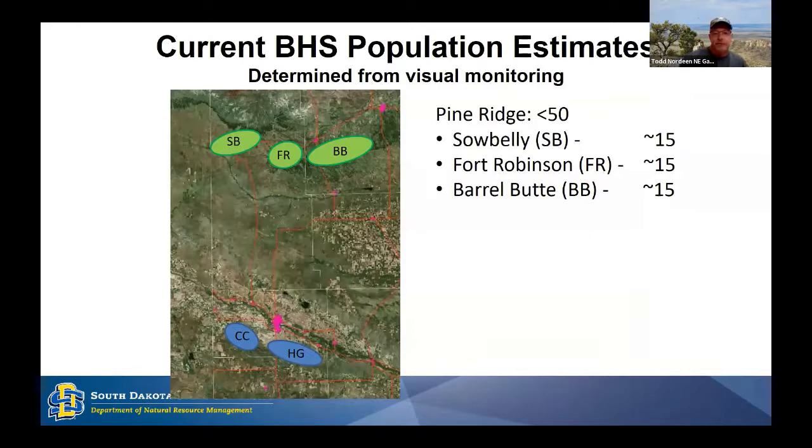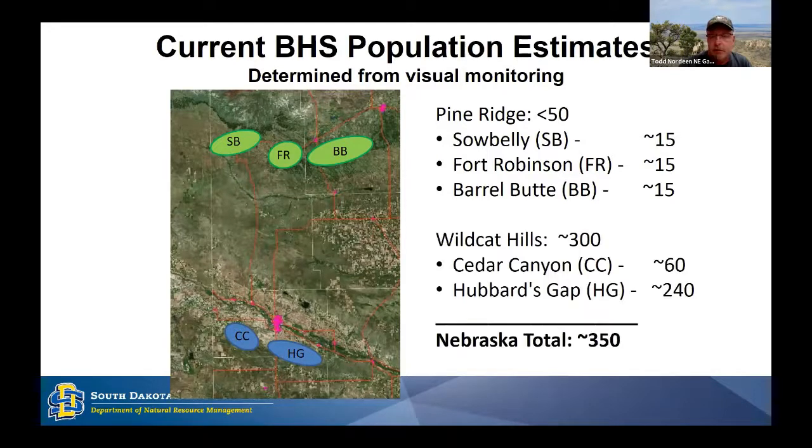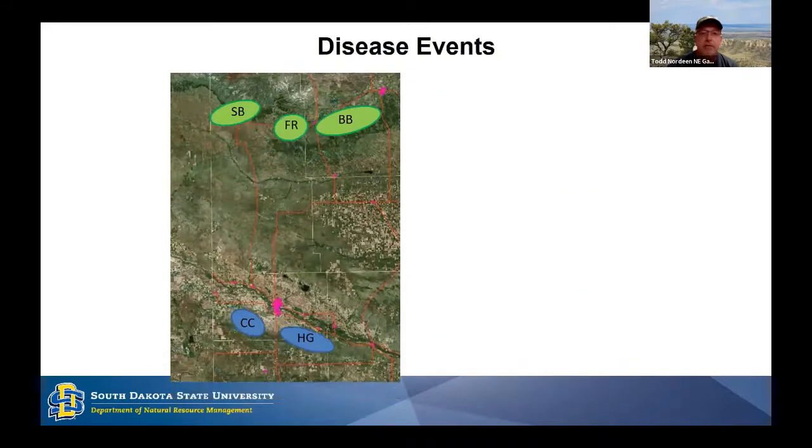But our populations have certainly suffered. If you take a look at this screen, our Pine Ridge herds have really declined. They're below 50 now. Our Sow-Belly, Fort Robb, and Barrel Butte herds each have about 15 sheep, or actually probably less than that in some cases. On the other hand, in our Wildcat Hills herds, our numbers are pretty good. Our Cedar Canyon herd on the lower left is currently at about 60 sheep, while our Hubbard's Gap herd in the lower right is currently at about 240.